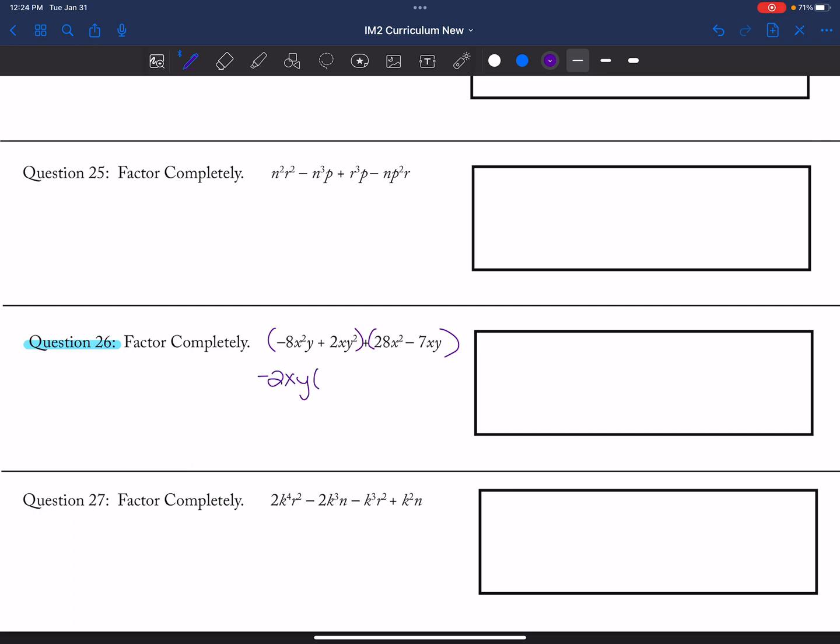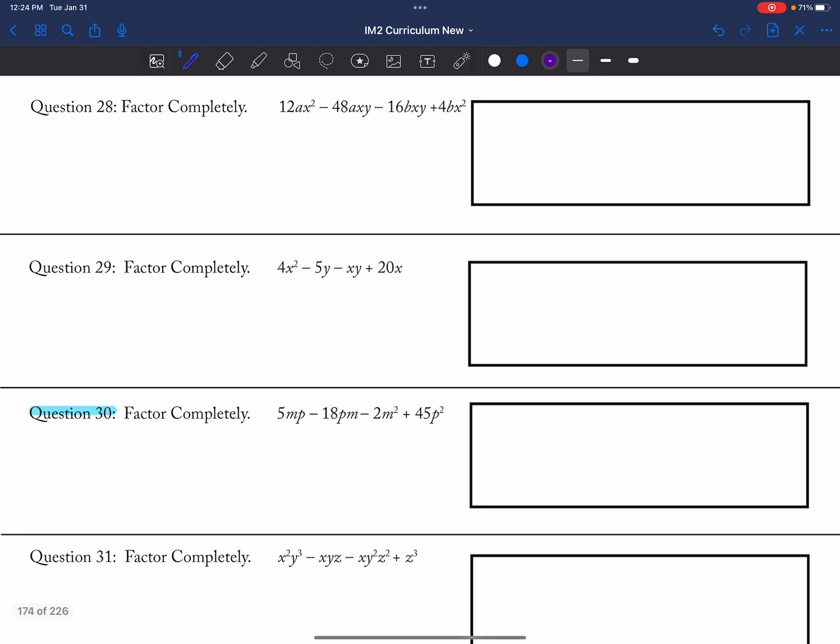Okay, so here I could factor out a negative 2xy, and I'm left with a 4x minus y. And then I can factor out a 7 and I'm left with a 4x minus y. So then what's in common is 4x minus y. So 4x minus y, and I'm left with a negative 2xy plus 7.